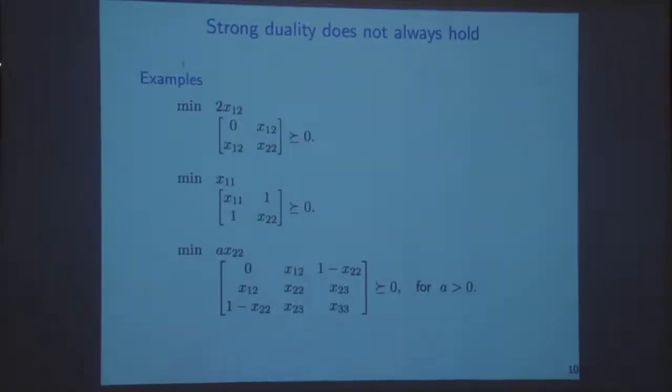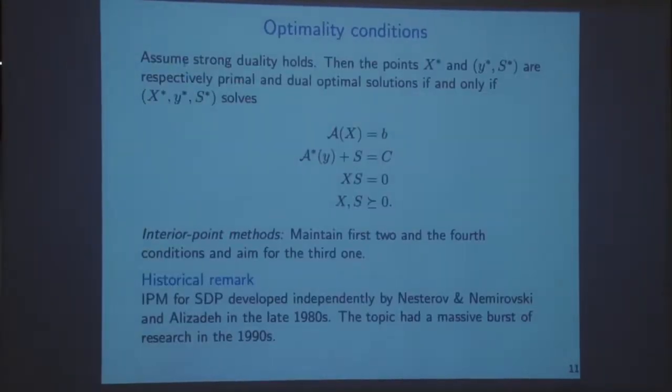All right, so here is something nice that again should ring a bell. If we know that strong duality holds, for example, if you have primal and dual Slater conditions, then we have something like the KKT conditions, or something that looks a lot like the optimality conditions for linear programming. So what are the conditions?